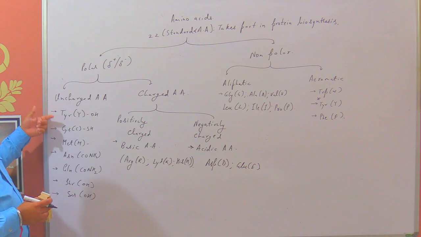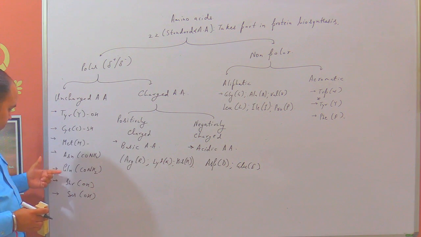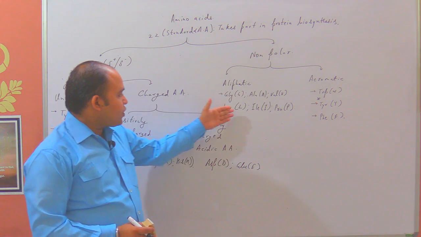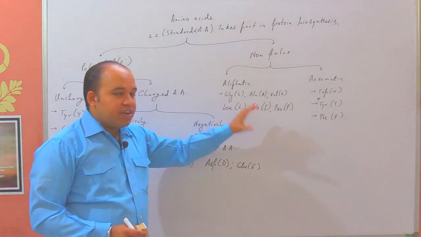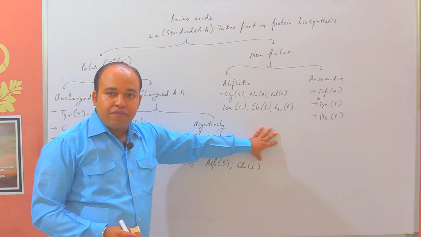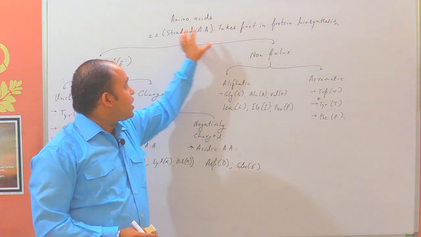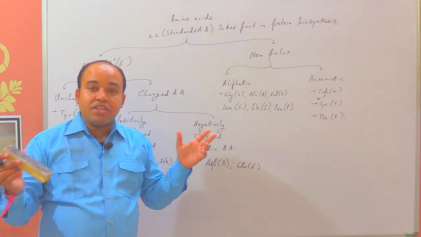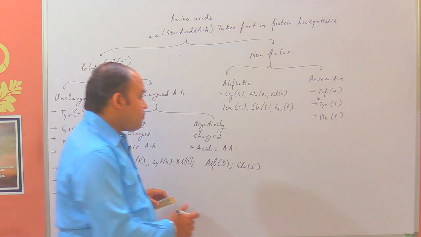So now the number of amino acids that we have written: 4th, 5th, 6th, 7th, 8th, 9th, 10th, 11th, 12th, 13, 14, 15, 16, 17, 18, 19 and 20. We have classified all the 20 different standard amino acids. Now there are two other important amino acids which have been included.